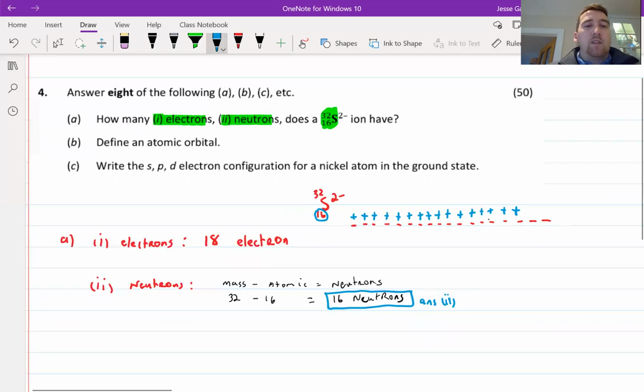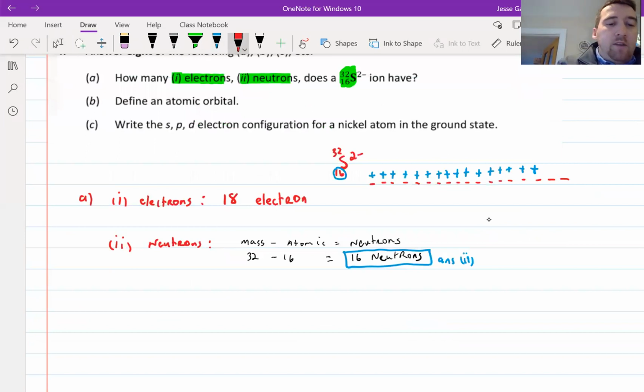Right, part B, define atomic orbital. Again, I'm not giving you much help with this. We've done this in loads of these videos, this same definition. You're probably sick of seeing it now. It comes up very regularly, which is, again, a warning to you guys of how important it is to remember that one word for word. Pause the video, write down the definition of atomic orbital. Okay, so you'll only be playing if you've written down the definition of atomic orbital.